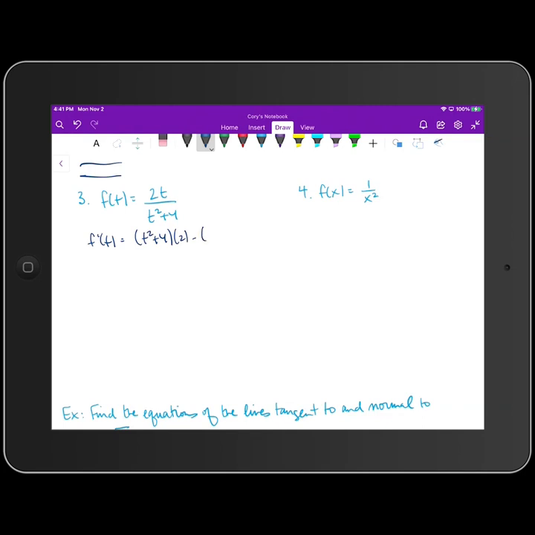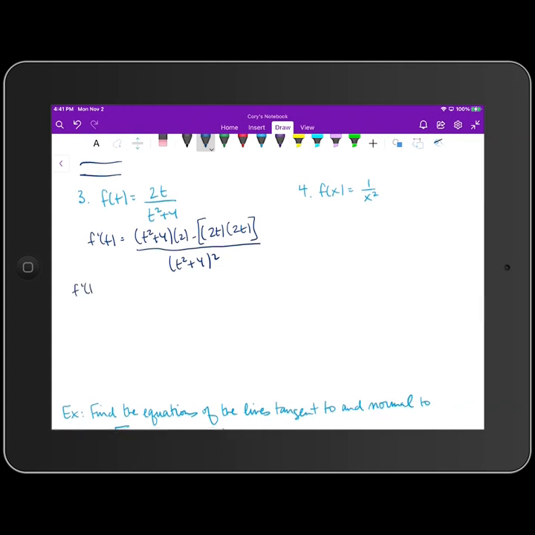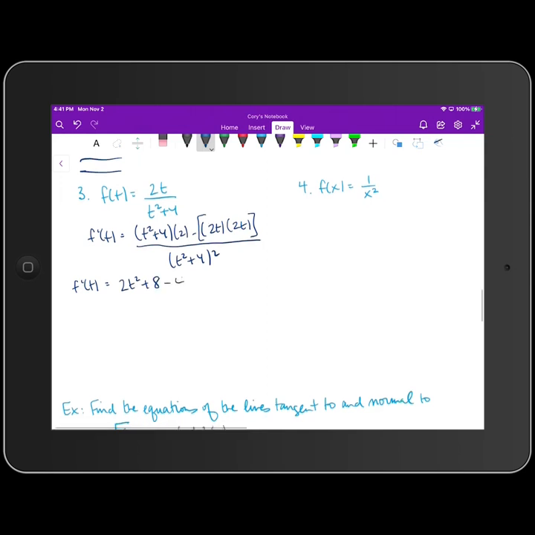is 2, minus high, which the top function is 2t, d low, the derivative of the bottom function is also 2t, all over low, which is our denominator quantity squared. Okay, so I want to simplify what's in the numerator now. So when I distribute 2 over the first two terms, that gives me 2t squared plus 8 minus 2t times 2t gives us 4t squared. All over t squared plus 4 quantity squared.